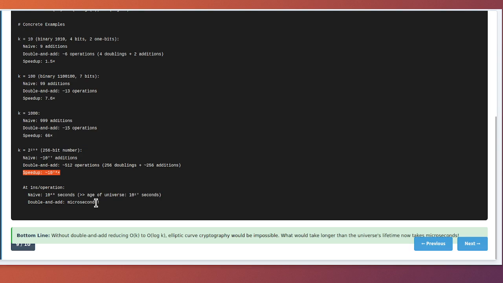Without this exponential improvement from big O of k to big O of log k, elliptic curve cryptography would be completely impractical. A computation that would take longer than the age of the universe becomes something that completes in microseconds on a modern computer. This is why double and add is not just an optimization. It is the fundamental breakthrough that makes ECC possible.